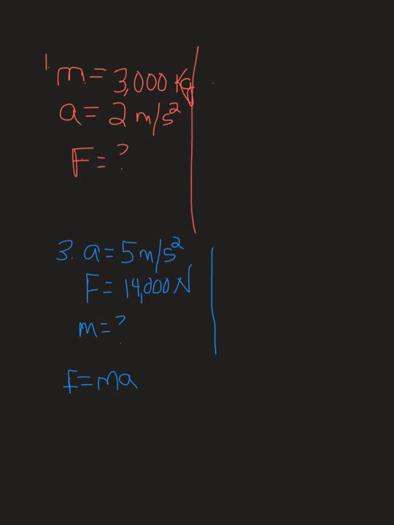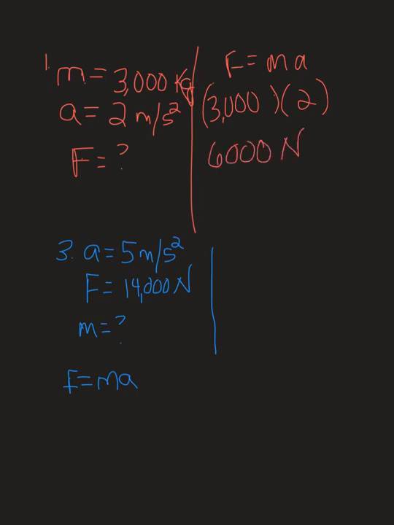So we have force equals mass times acceleration, which the mass is 3,000 kilograms, and the acceleration is 2. So what is 3,000 times 2? It is 6,000, and the units for force are newtons. So 6,000 newtons is the answer.